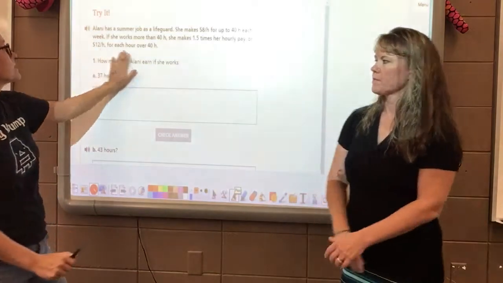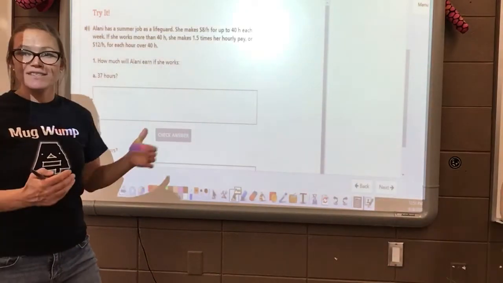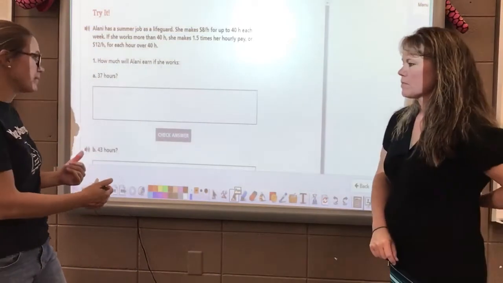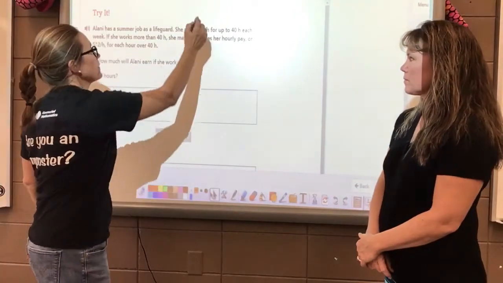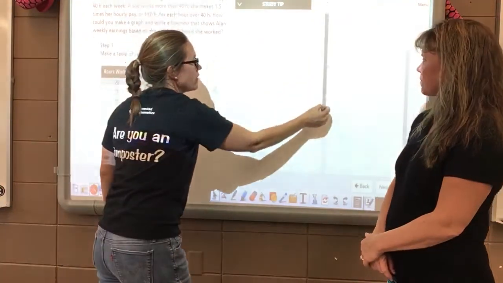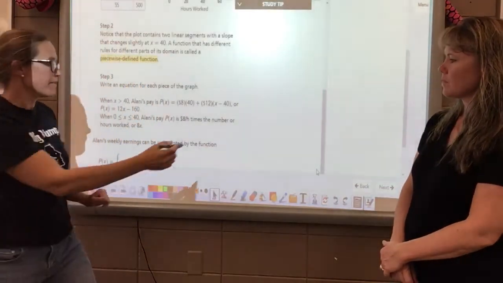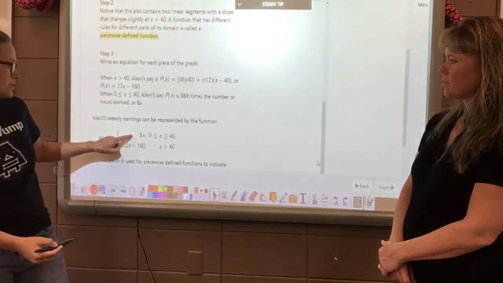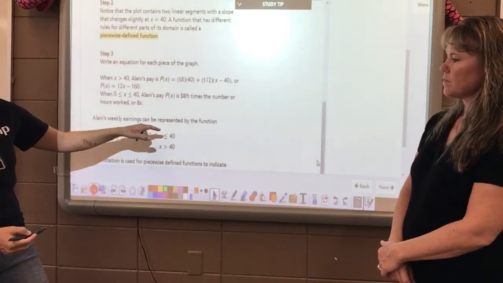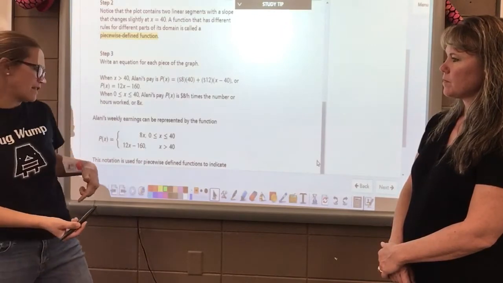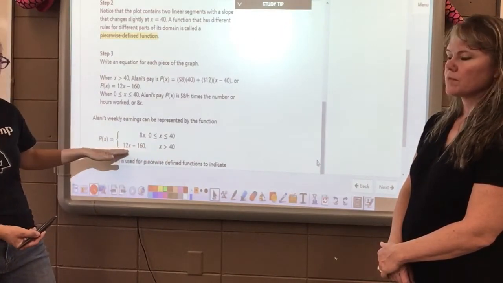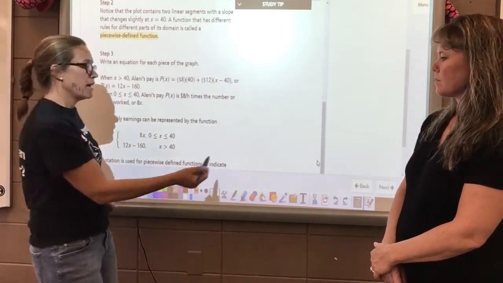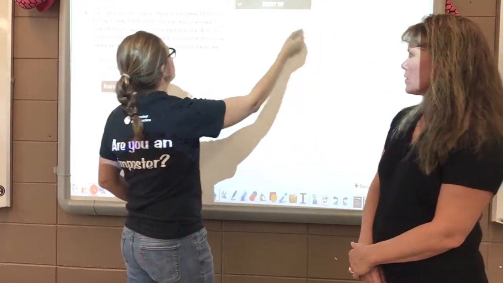Since this is a try it, we won't finish it out for you, but you have to decide based on the interval that we saw in the previous screen. If it's 37, then we're going to use this first piece. If in part B it's 43, I think, then we're going to use the second equation. Make sure to check your work and give it a star.